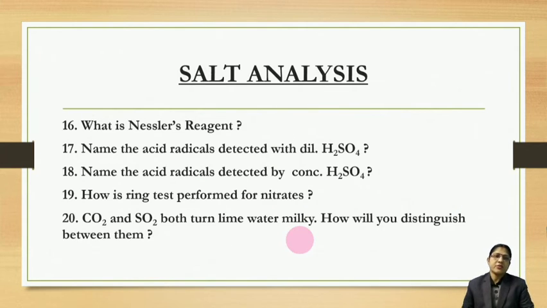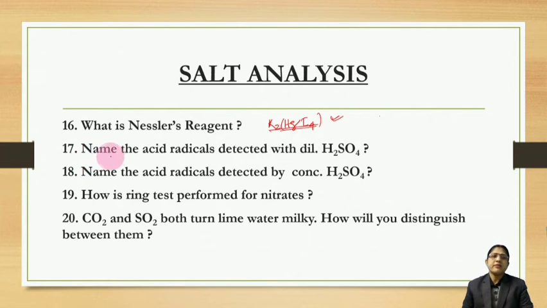Now question number 16, next question. What is Nessler's reagent? Nessler's reagent is a solution of mercuric iodide in KI, potassium iodide. And its formula you can write as K2HgI4. This is Nessler's reagent.